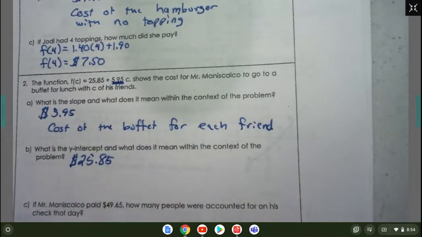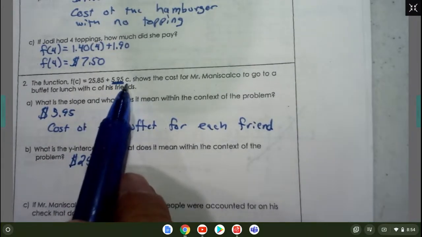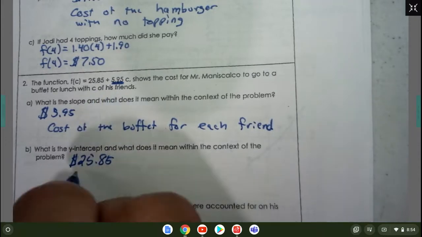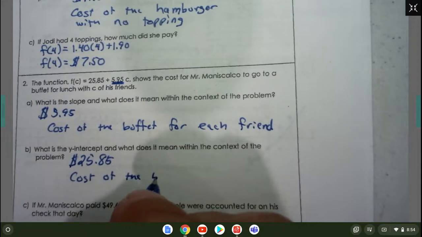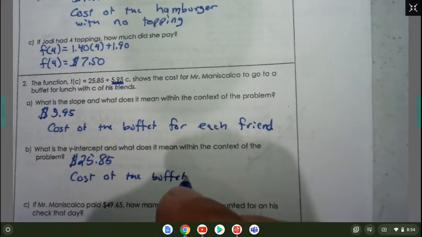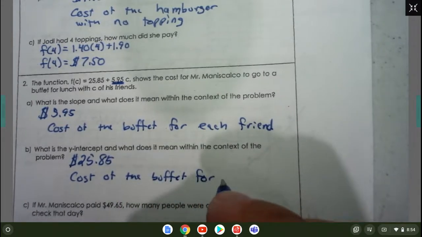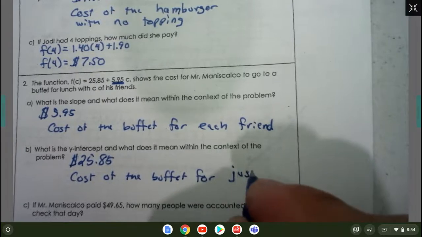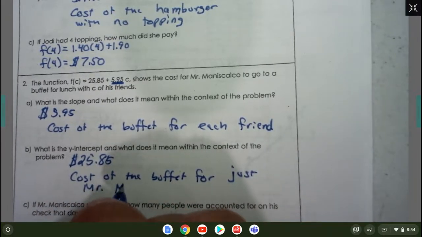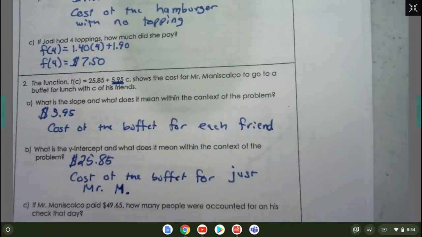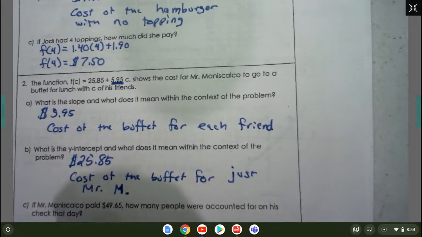What does it mean? Well, if he had 0 friends, if it's just him, that's how much he's going to pay. All right, cost of the buffet for just Mr. Let's call him Mr. M. I don't really want to write out that whole name. So if he paid $49.65, how many people were accounted for on his check that day?